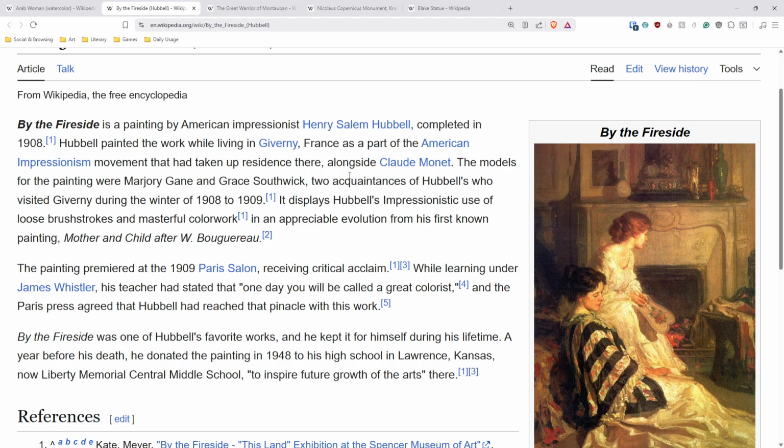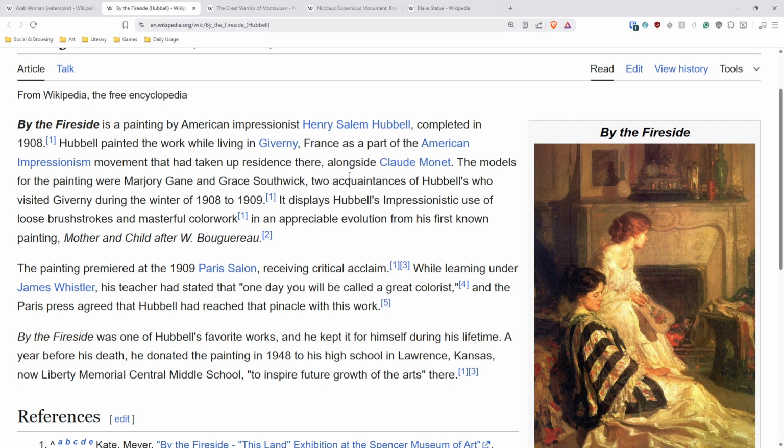It displays Hubel's impressionistic use of loose brushstrokes and masterful color work, in an appreciable evolution from his first known painting, Mother and Child, after W. Bourdieu. The painting premiered at the 1909 Paris Salon, receiving critical acclaim. While learning under James Whistler, his teacher had stated that one day you will be called a great colorist, and the Paris press agreed that Hubel had reached the pinnacle of it with his work.